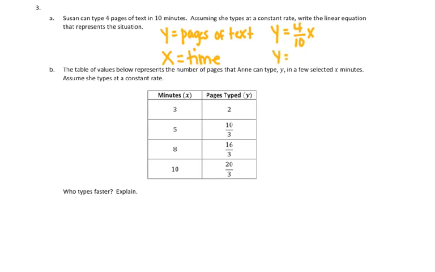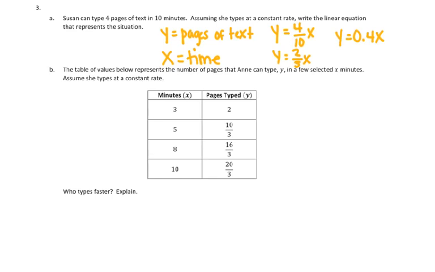So y equals 2/5 x, meaning in 5 minutes, she's typing 2 pages. So we're going to go ahead and divide 2 by 5. So we get y equals 0.4x, meaning that she's not even typing a full page in 1 minute. She's typing 2/5 of a page in 1 minute.